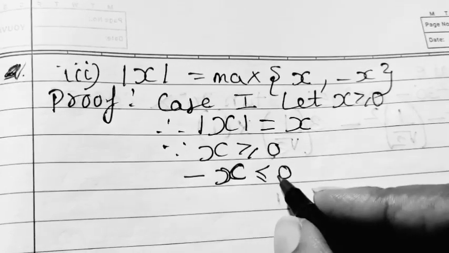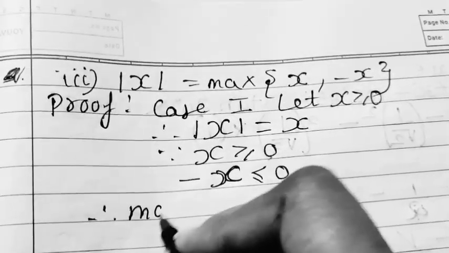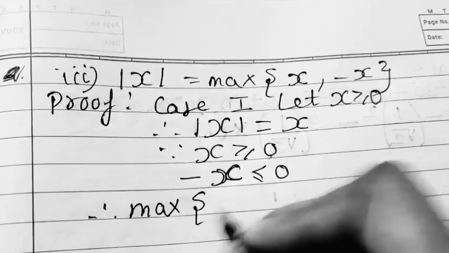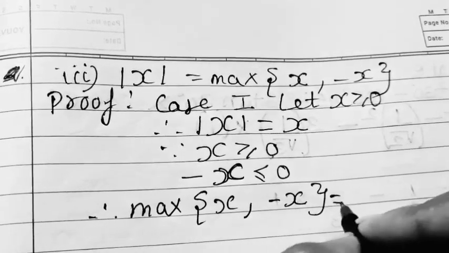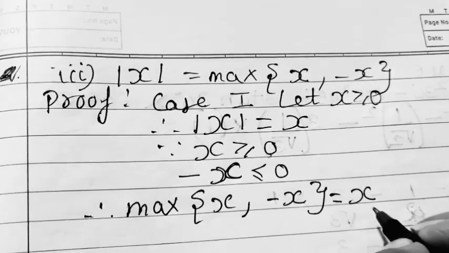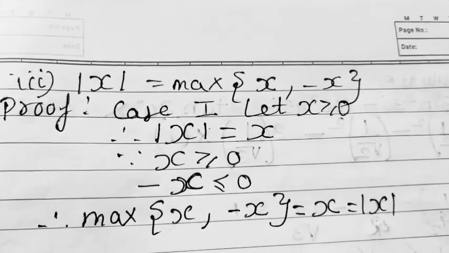Okay, minus x will be less than or equal to 0. Therefore, I will say that the maximum of x comma minus x is equal to nothing but what result we are going to find is x, which is nothing but modulus of x.